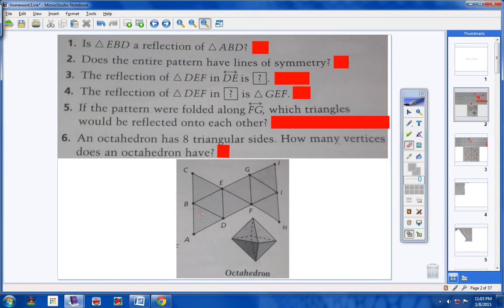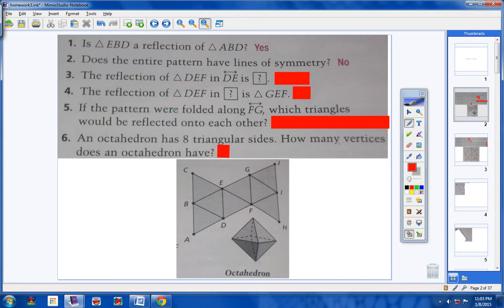Okay, let's take a look at number 2. Does the entire pattern, this whole thing right here, have lines of symmetry? Well, the answer is no. I mean, there's a lot of lines of symmetry, but every single line on here is not a line of symmetry. So no, the entire pattern does not have lines of symmetry.